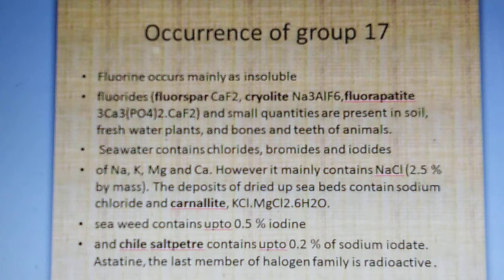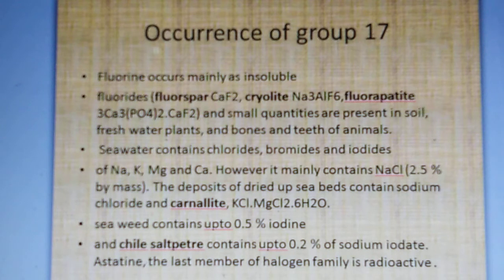Sea water also contains chlorides, bromides and iodides of sodium, potassium (K), magnesium (Mg) and calcium (Ca). Mainly chlorides, bromides and iodides; sea water contains NaCl 2.5% by mass. The deposits of dried up sea beds contain sodium chloride and carnallite. What is the formula for carnallite? KCl·MgCl2·6H2O. Seaweeds also contain 0.5% of iodine. Chile saltpetre contains 0.2% of sodium iodide.